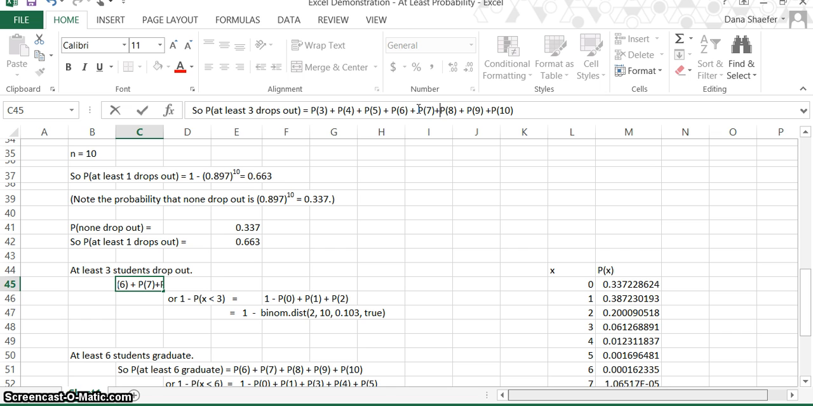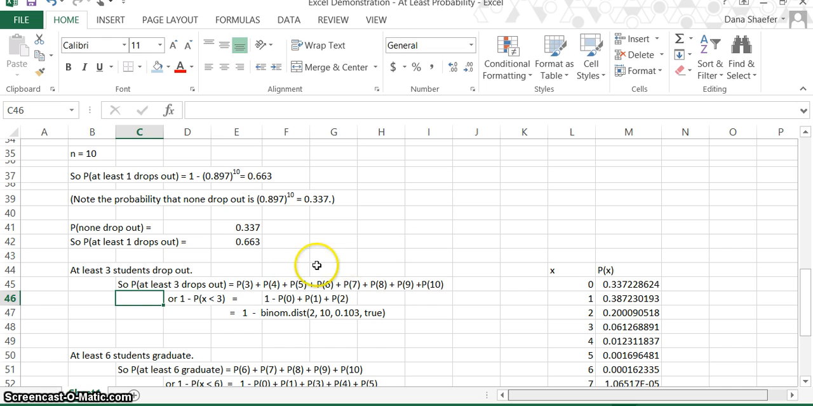And I'd have to do that binomial calculation. I'd have to use that Excel command, and I'd have to use it all of those times, and sum them up to get that probability. So what I put right below that is, I can either do the binomial 3, 4, 5, 6, 7, 8, 9, and 10 times, or down below I said I can look at it as the probability of 1 minus x is less than 3.